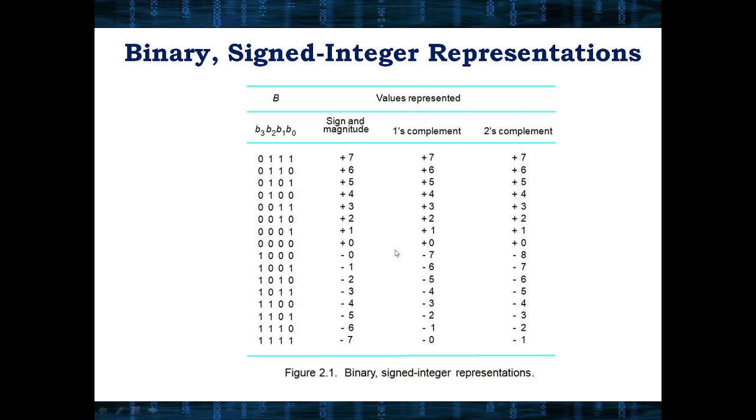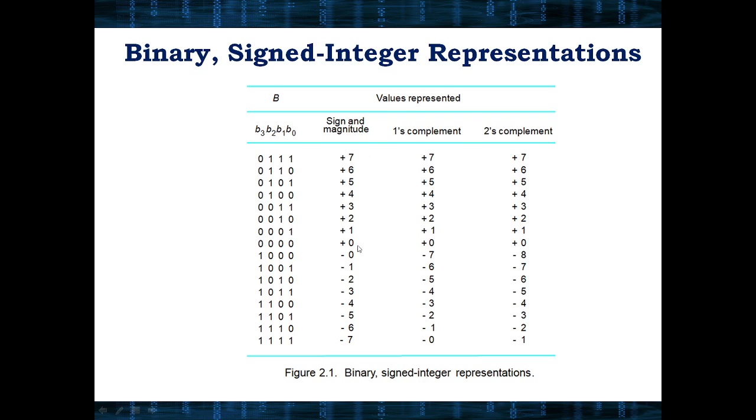So this is a binary signed integer representation. The same values we have represented in tabular form. Here is the bit number B0, B1, B2, B3. This is the MSB and this is the LSB. These are the three formats of representation: sign and magnitude, 1's complement and 2's complement. We have taken all these 16 different binary values, and we'll take the values as positive and negative numbers.